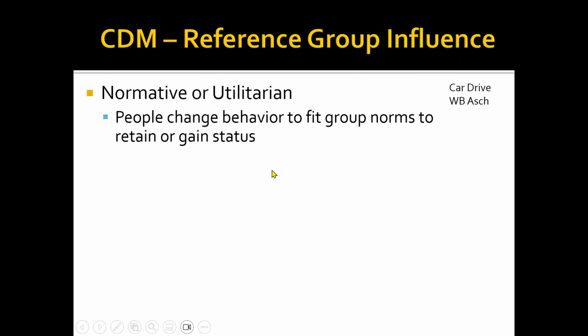But, all right. So the next influence is normative or utilitarian. So why do they pick their nose? Because they think nobody can see them, just because they're in their own vehicle. So it's the idea that it's basically peer pressure, right? That people change their behavior to fit group norms, to retain or gain status.